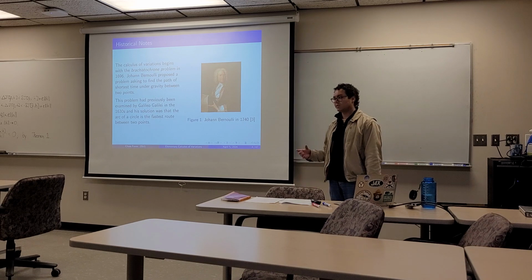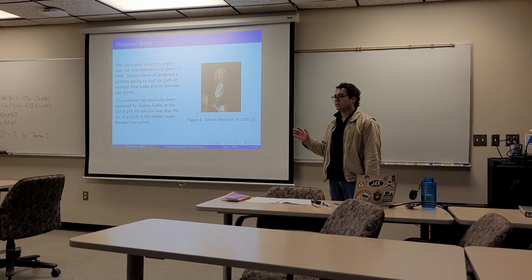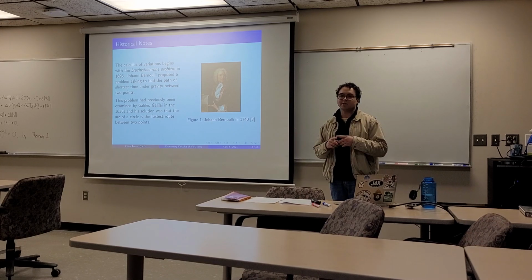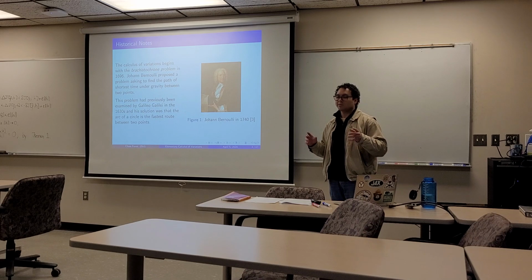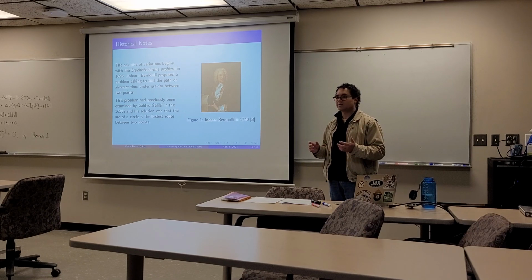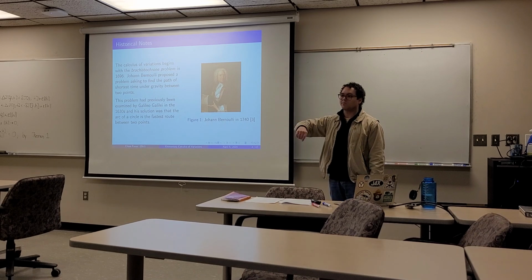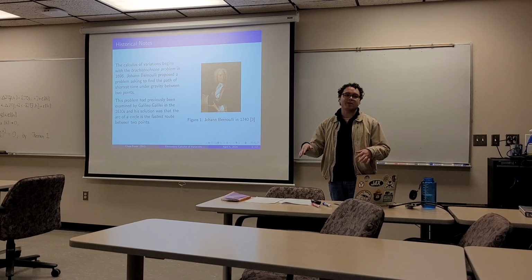Usually people consider this field as beginning with Johann Bernoulli in 1696, where he posed and solved this problem asking for the path of least time between 2 points. It wasn't necessarily a new problem, but his solution was the correct one. Galileo had looked at this in the 1630s and said that the arc of a circle is the fastest path between 2 points under gravity without friction.